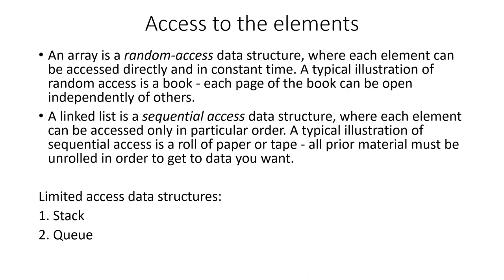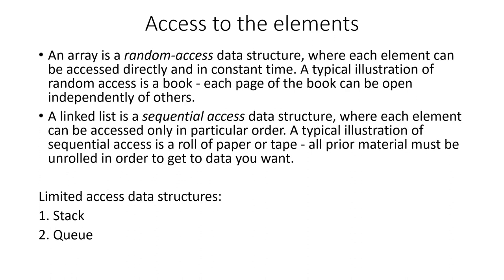So first of all is access to the elements. Before, in the second week, I talked about the array and linked list. The array is a random access data structure, which means that each element can be accessed directly and in constant time. As an example of an array, if we take a book, each page can be opened independently of the others. All we need is just the index. That's why an array is random access. It's independent from others in terms of accessing elements.